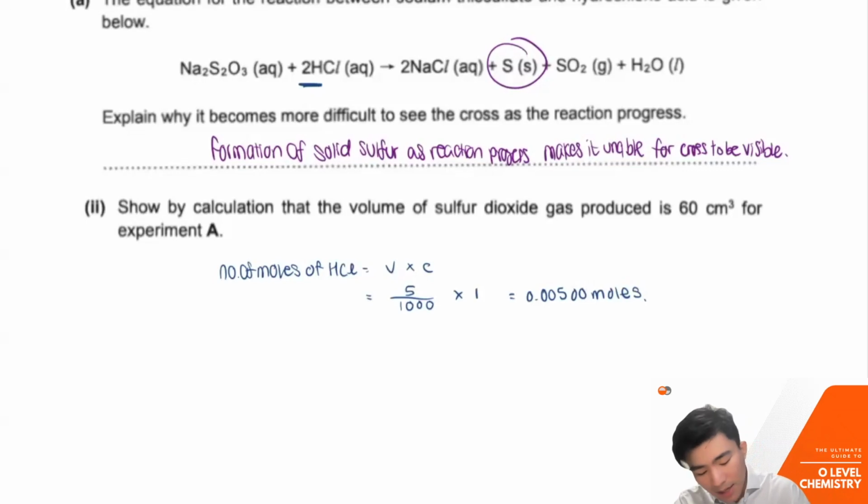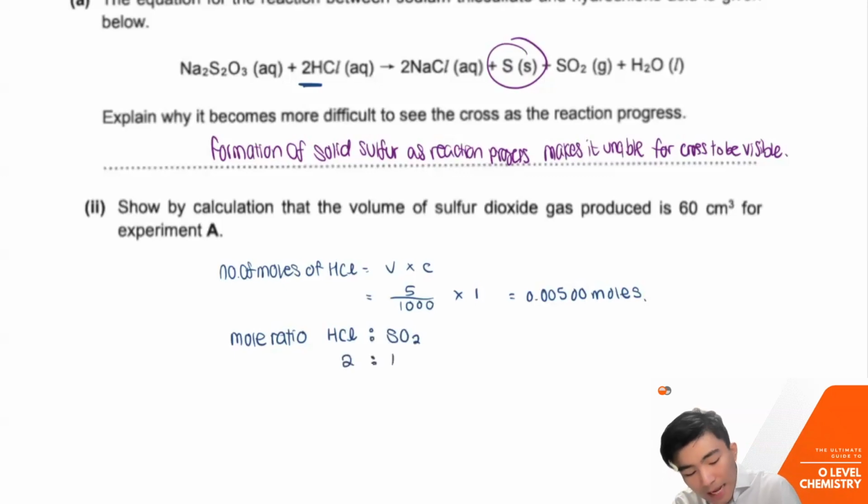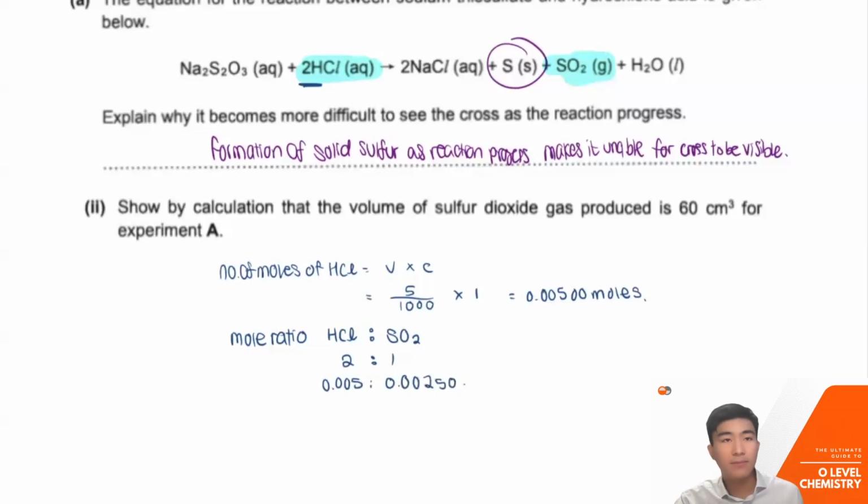Now the next step will be comparing the mole ratio to find the unknown substance. HCl to sulfur dioxide is 2 is to 1. Identify the two substances that you are comparing based on the chemical equation. 0.005 will be divided by 2, giving 0.0025.